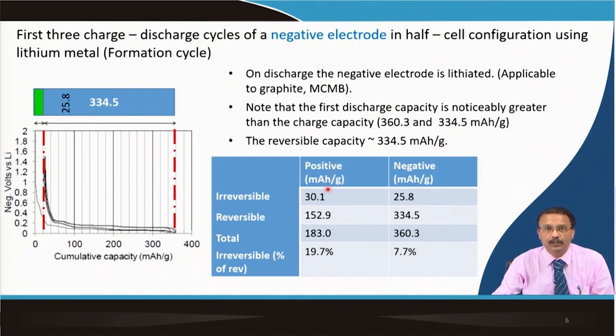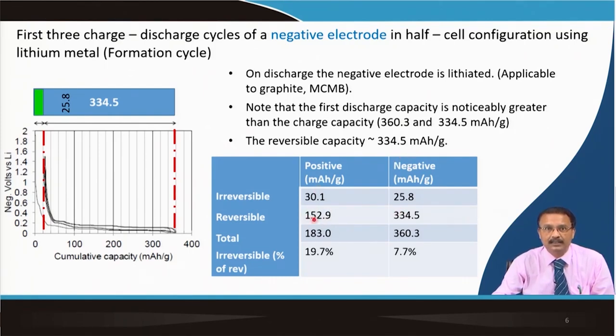So, now I know for the positive electrode the irreversible capacity is 30.1, for the negative electrode it is roughly about 25.8. The reversible capacity for the positive electrode is 152.9, and for the negative it is 334.5.